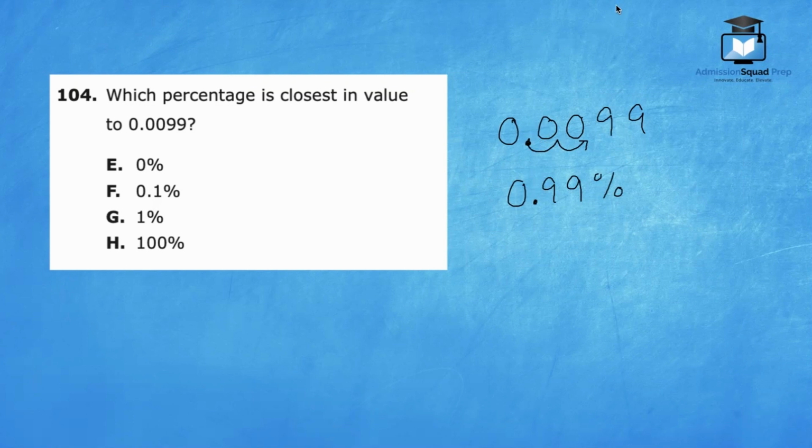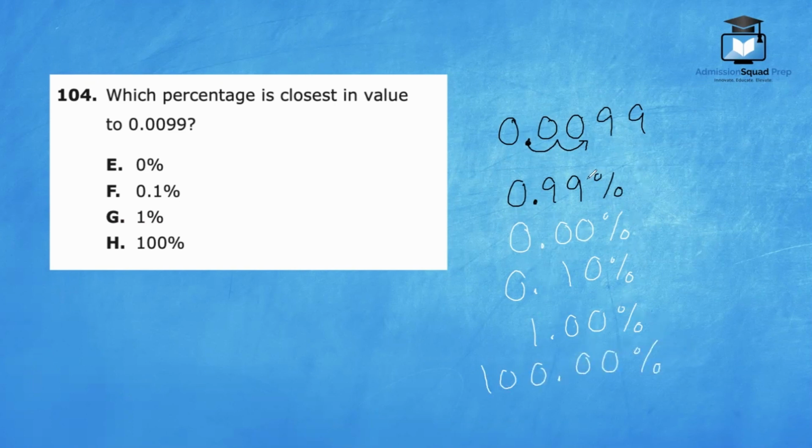In order to compare this percent with that which is given in our answer choices, I would prefer to line up the numbers with the same number of digits after the decimal point. So let's see. We have 0.00%, 0.10%, 1.00%, 100.00%. If you take a look, the number 99 is the closest to 100, which is right here. We would treat this as 100. This is only 0.01 away from 1.00. So the correct answer is choice G.